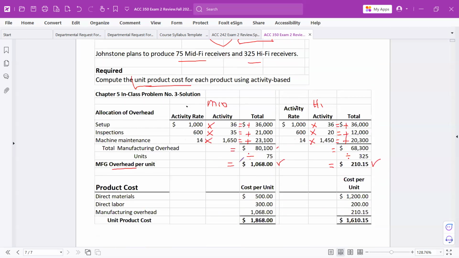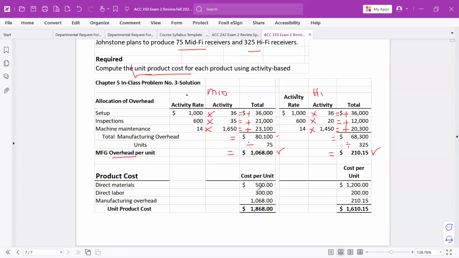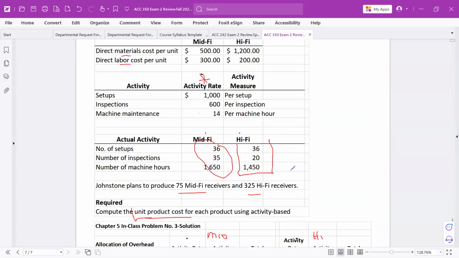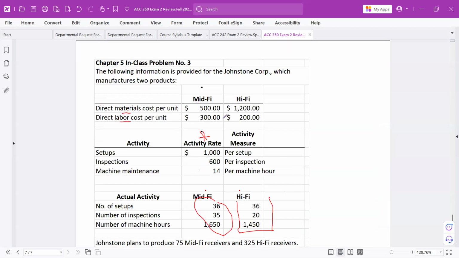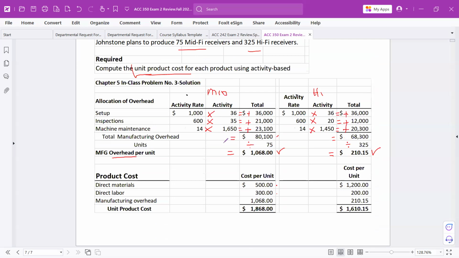We've got to add to that the materials and the labor. So we put those pieces together. I've got them down here. So the direct materials are given, 500. The direct labor is given, 300. We scroll back up here and point that out. Materials of 500, labor of 300. So the materials of 500, labor of 300, plus the overhead of 1068, right? Put all these pieces together, and that's the unit product cost. 500 a unit, 300 a unit, and 1068 a unit. Add it all together, and this is our answer.